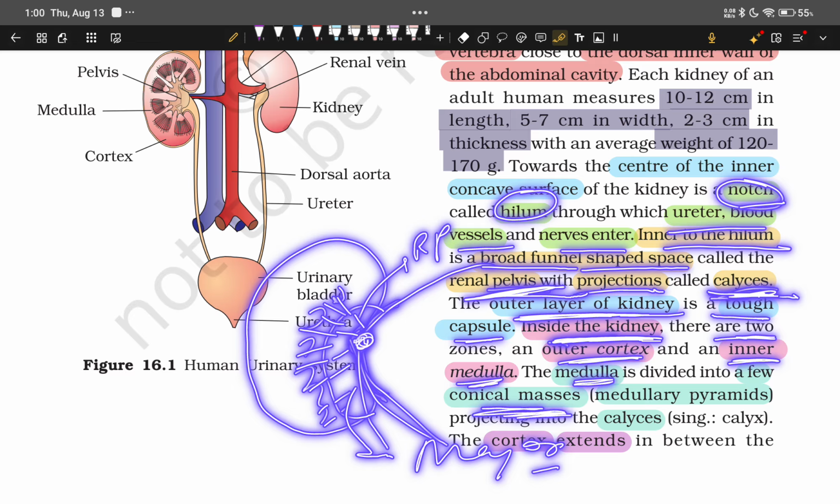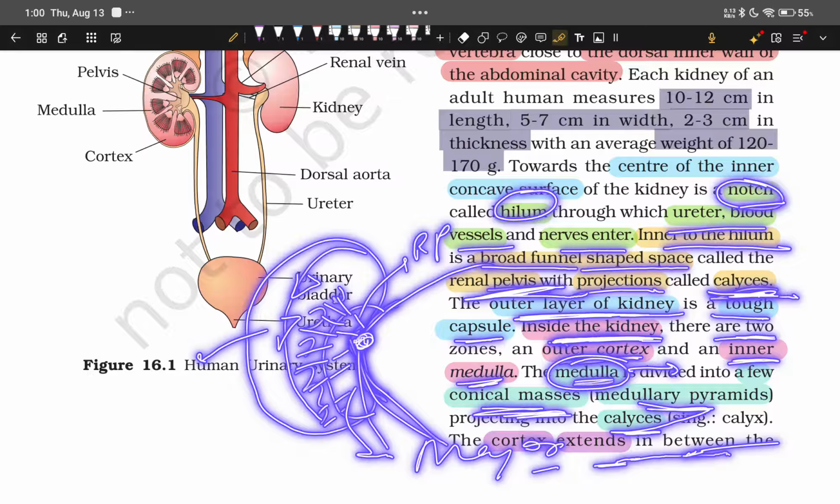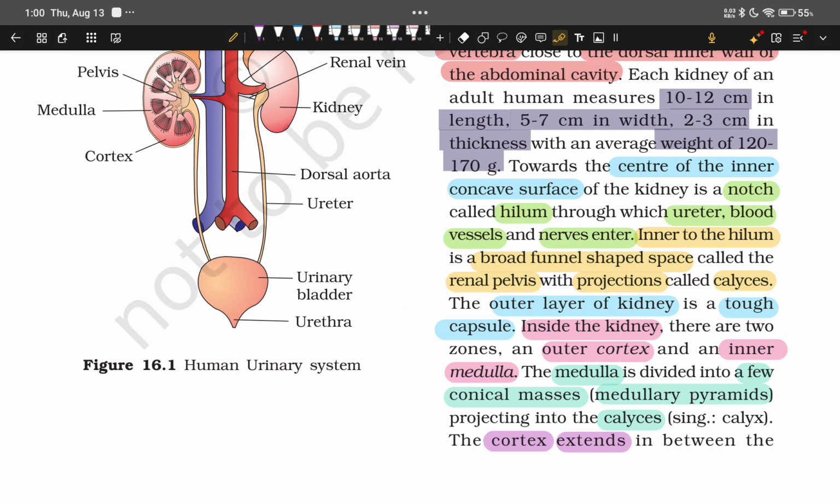Medulla is divided into conical masses which are called medullary pyramids, projecting into calyces, and the cortex extends in between, that we'll talk about later. But first of all, medulla has medullary pyramids. So the outer surface is cortex, then we have medulla where you have triangular shaped medullary pyramids. They project into the minor calyx first, these are the minor calyx, then these are the major calyx, then you have renal pelvis, and then you have hilum, right?